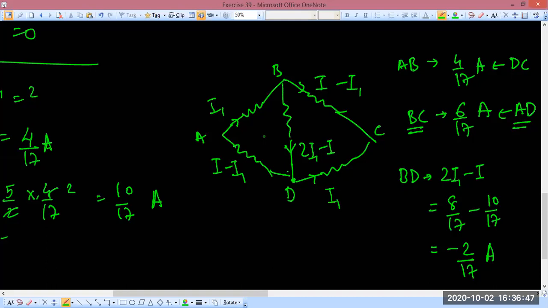Again, this minus 2 by 17 ampere means in opposite direction. How much, 2 by 17 ampere, check the answer.